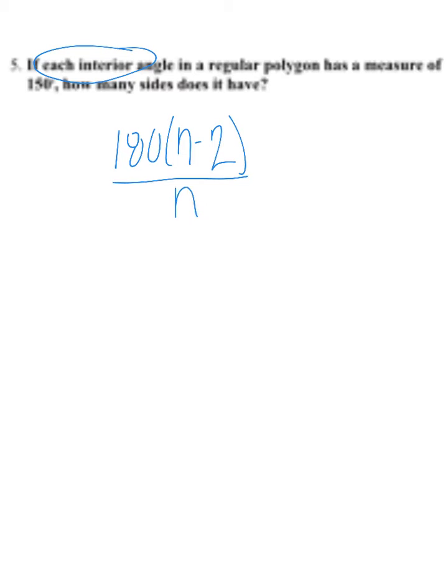Question number 5 says, if each interior angle in a regular polygon has a measure of 150 degrees, how many sides does it have? We look for our keywords, each interior angle, and we're going to start with our formula. Interior angles add up to 180 times (n minus 2). That word each reminds us that we want to divide our answer by n. And this time when we do all of that work, we're supposed to get 150 as our answer.